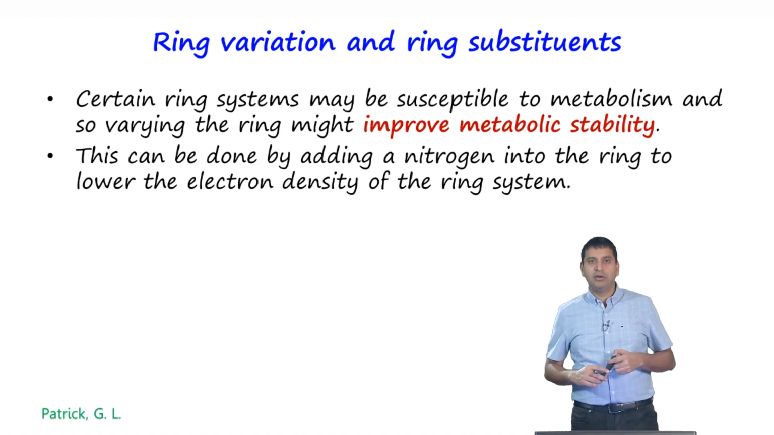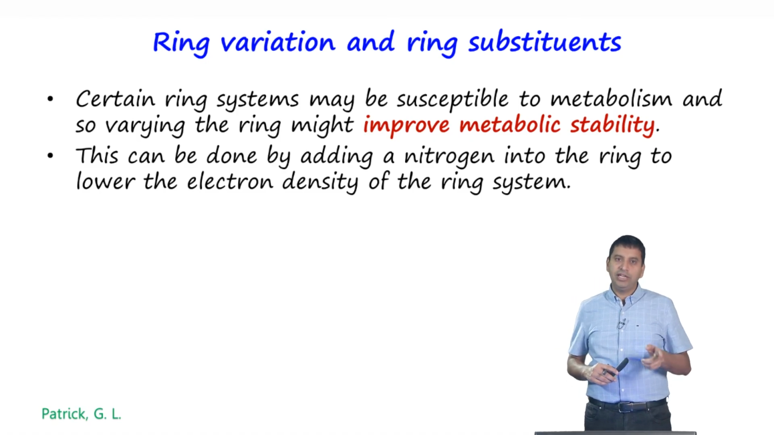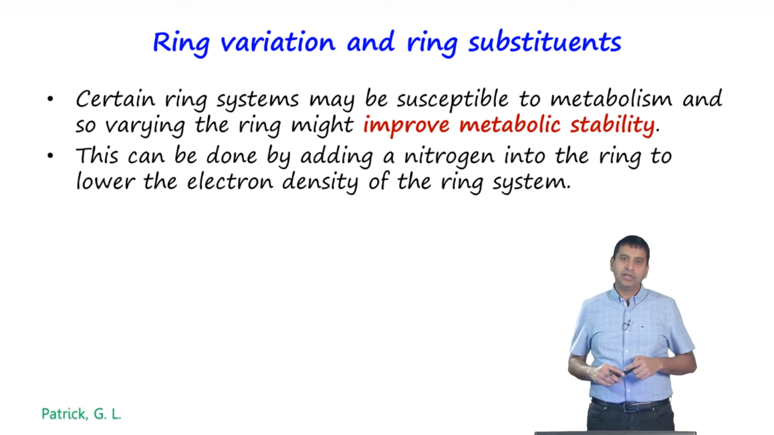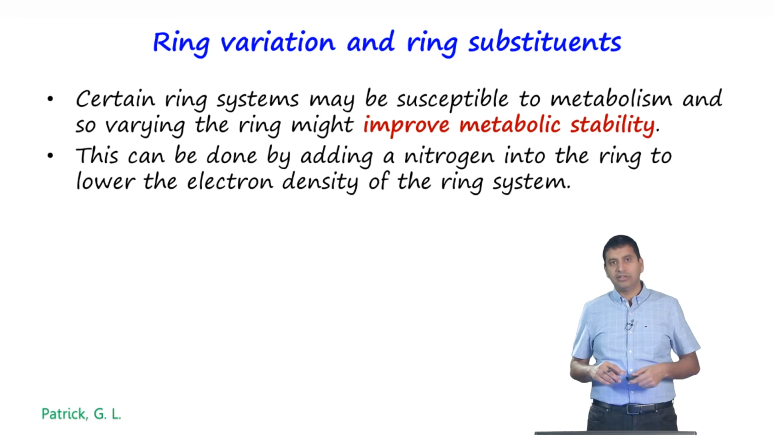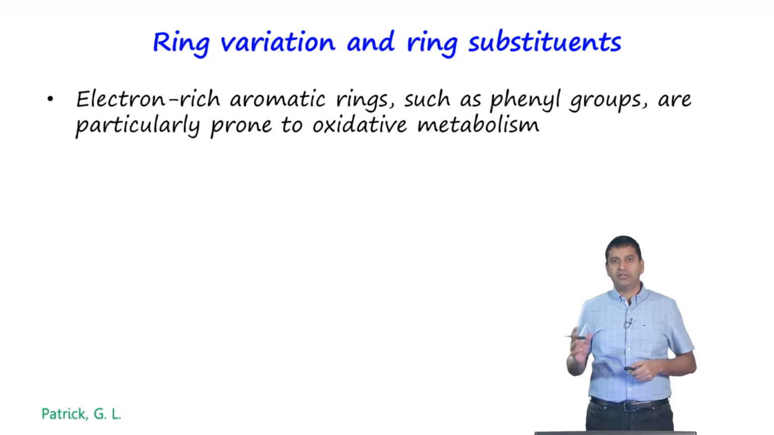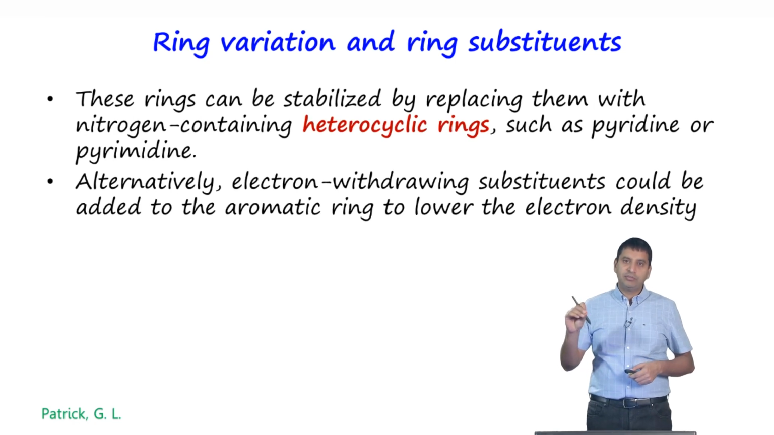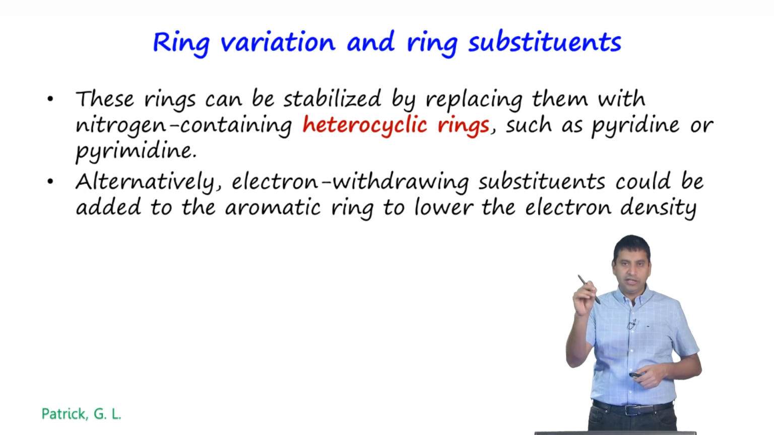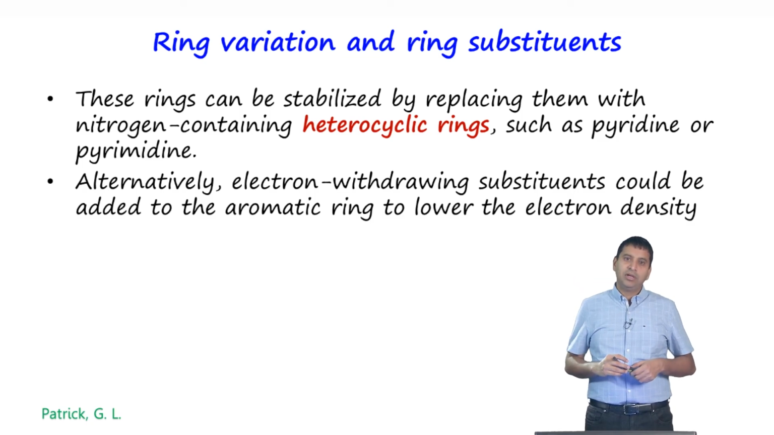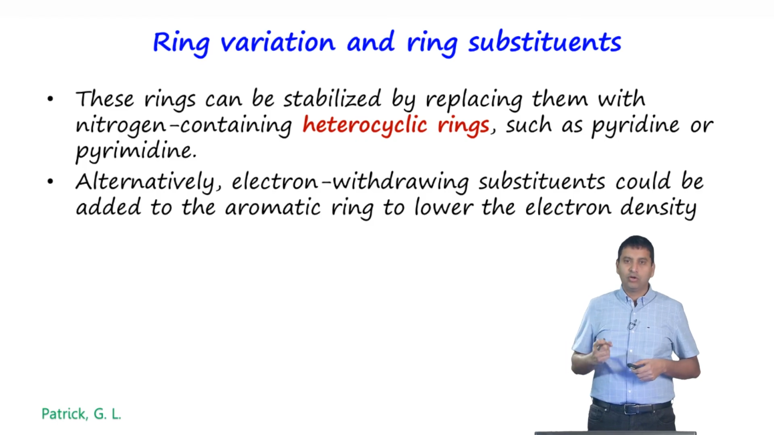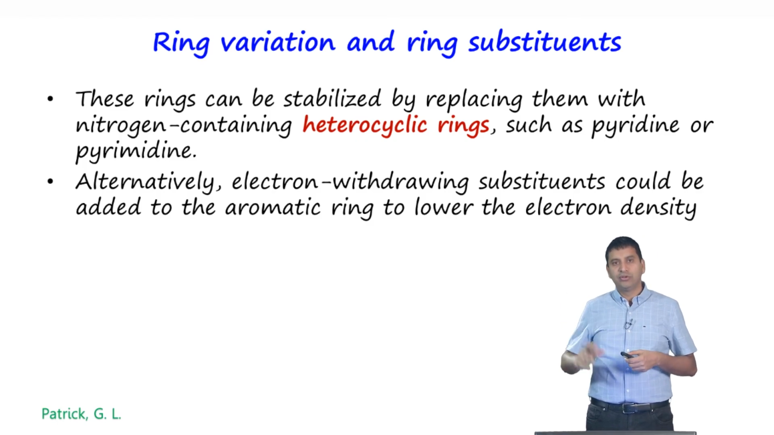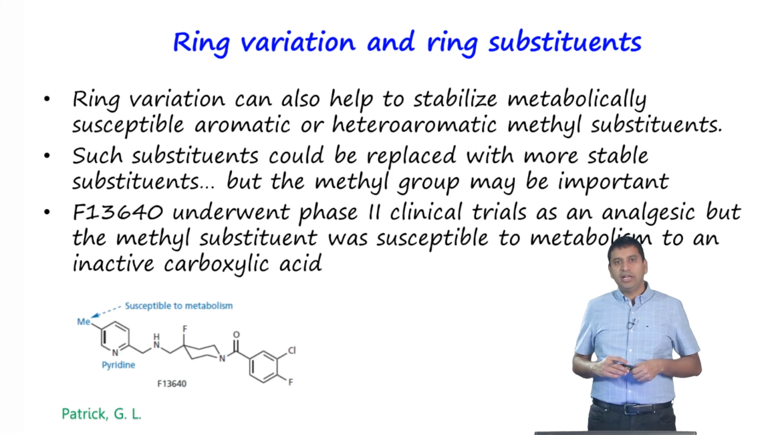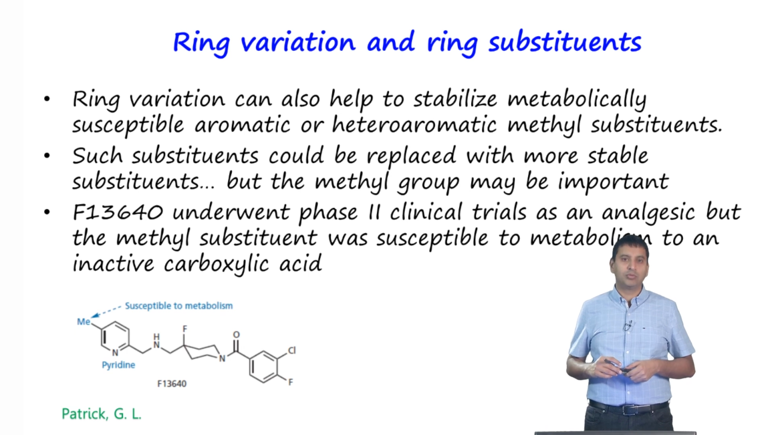Certain ring systems may be susceptible to metabolism, and so varying the ring might improve the metabolic stability. This can be done by adding a nitrogen into the ring to lower the electron density of the ring system. Electron rich aromatic rings such as phenyl groups are particularly prone to oxidative metabolism. These rings can be stabilized by replacing them with nitrogen contained heterocyclic rings such as pyridine or pyrimidine. Alternatively, you can also have electron withdrawing groups such as cyano or nitro, which can reduce the electron density on the aromatic ring. Ring variation can also help stabilize metabolically susceptible aromatic or heteroaromatic methyl groups.